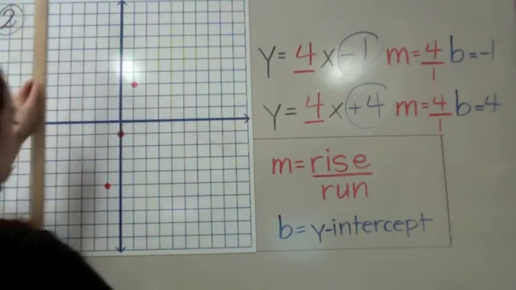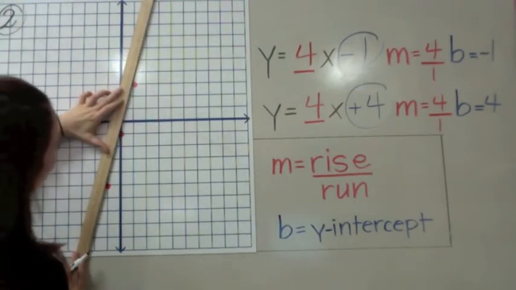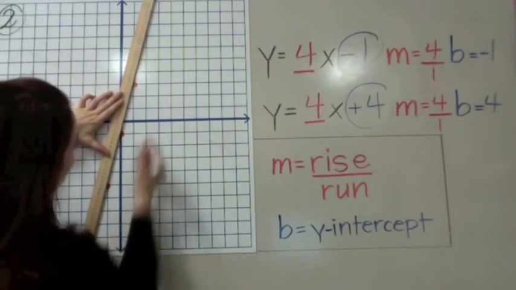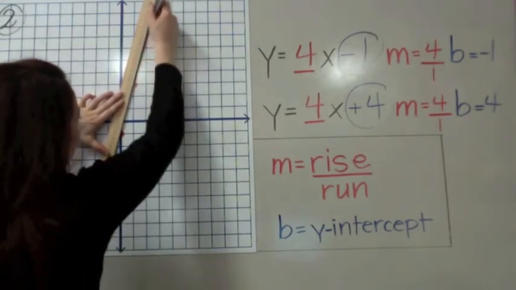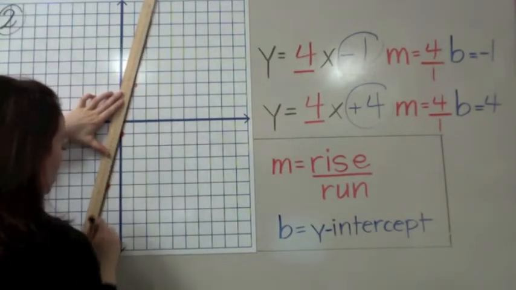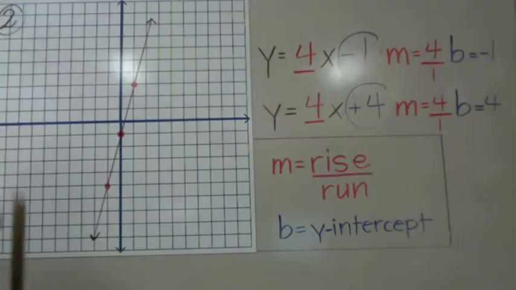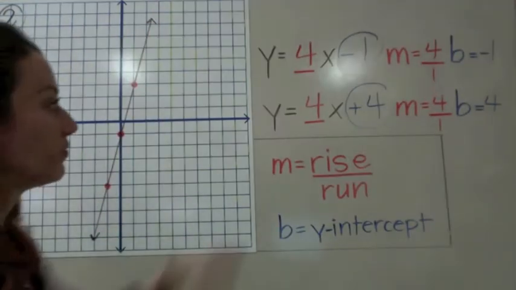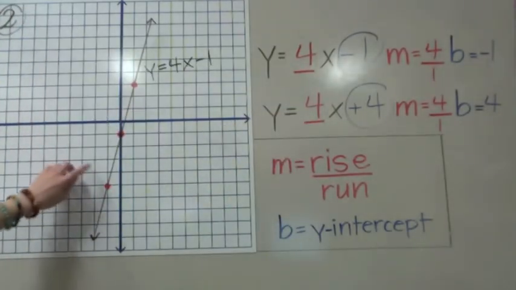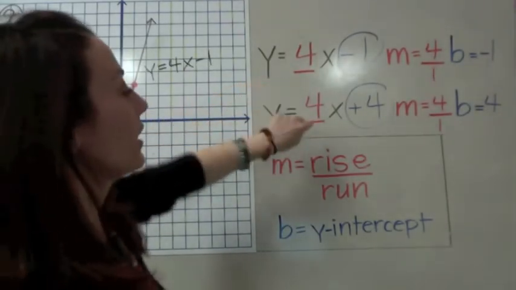This line is pretty steep. You're going to need to use a ruler for these. There's no way around this. So use a ruler to connect your points to make a line. Great. There's line number 1. We just did 4x minus 1. So that's this line here. That's the first one. Let's graph the second one.